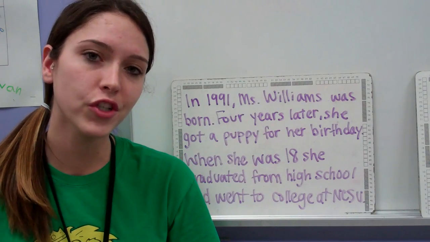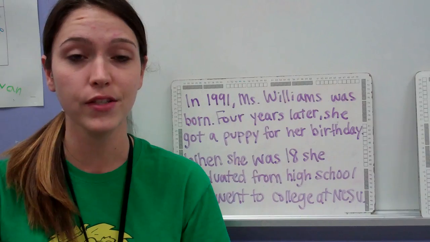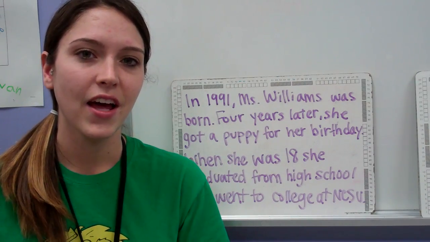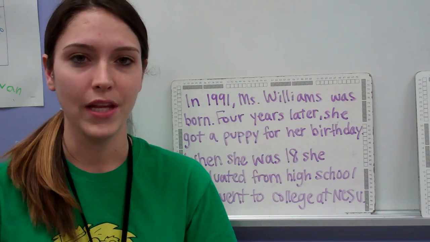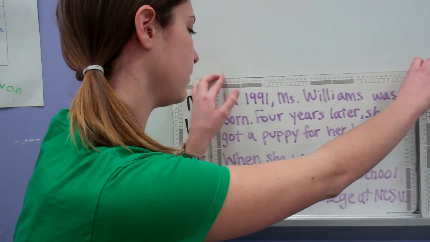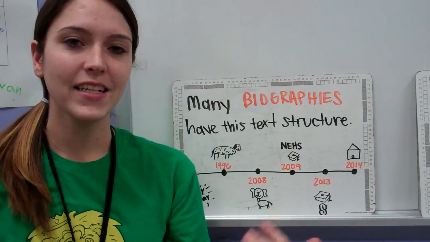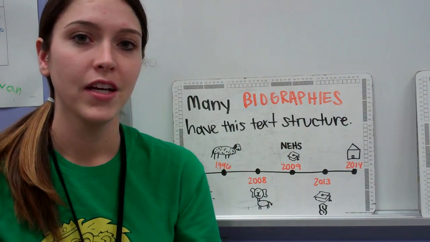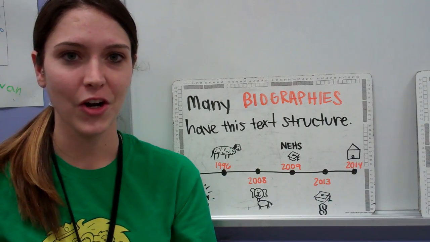This sequence text structure is helpful when talking about the lives of people because you can organize major events of their life in order using this structure. It gives you an idea of what that person's life was as they were going along, when they were younger, when they were adult, and in the later years of their life. Like the example I just showed, many biographies have this text structure. Again, this is so we can see the events of a person's life in the order that they occurred.